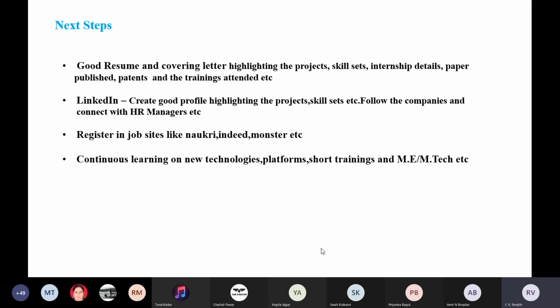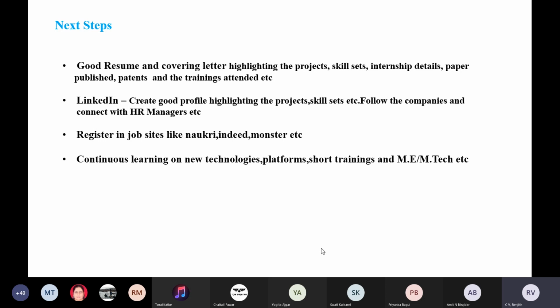That is more important. For example, if you're doing any project in any domain, try to incorporate something in AI and ML. That's very important because AI and ML is there in every product now, so having knowledge in that is very important. Your project should be in such a way that it will have multiple things there.